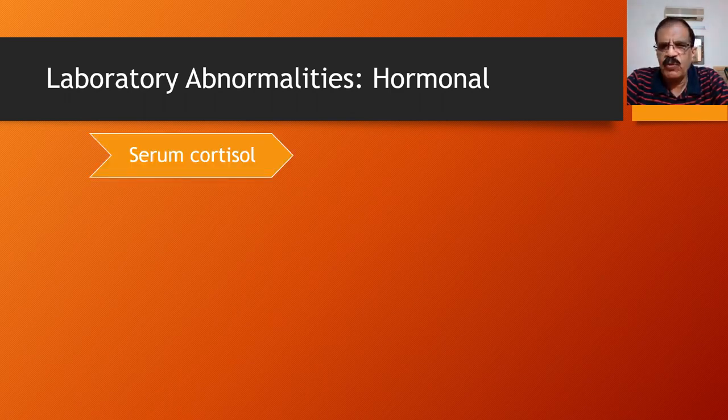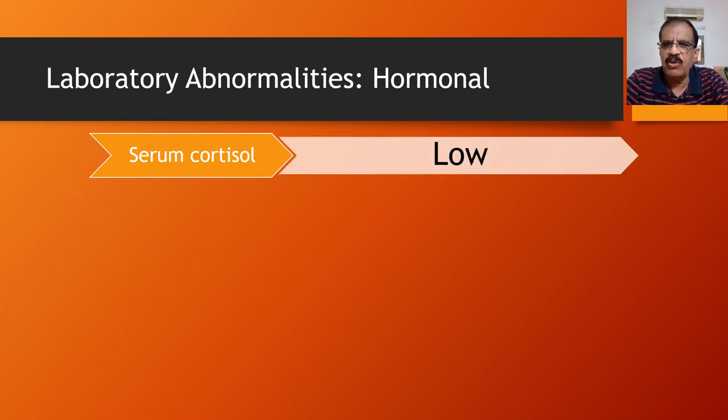First of all, of course, serum cortisol. Now, I have listed serum cortisol first, not because it is the most important, but just logically, Addison disease means that there is deficiency of cortisol. So we would consider serum cortisol first. And it is expected to be low.